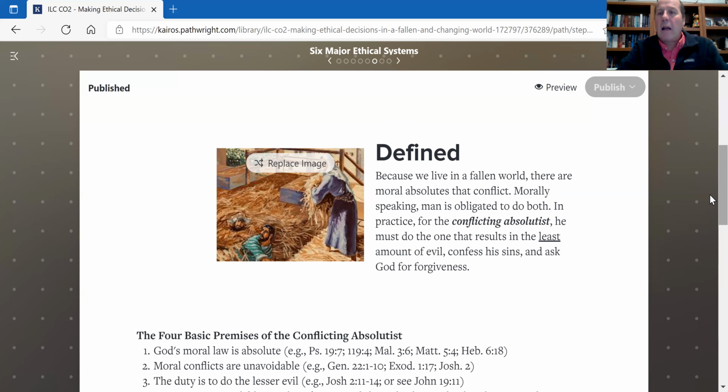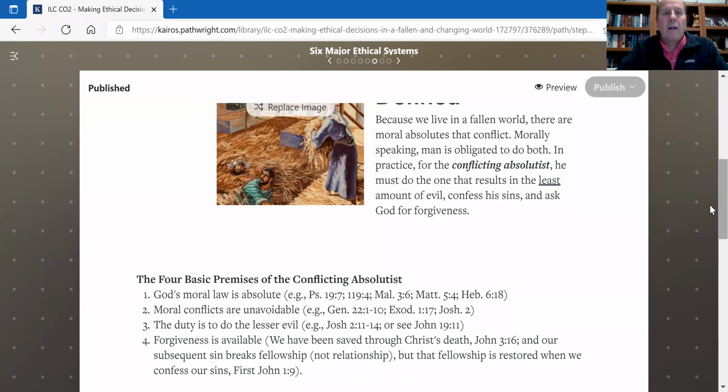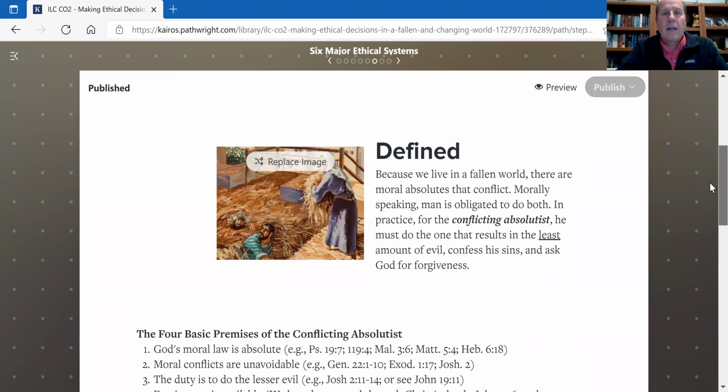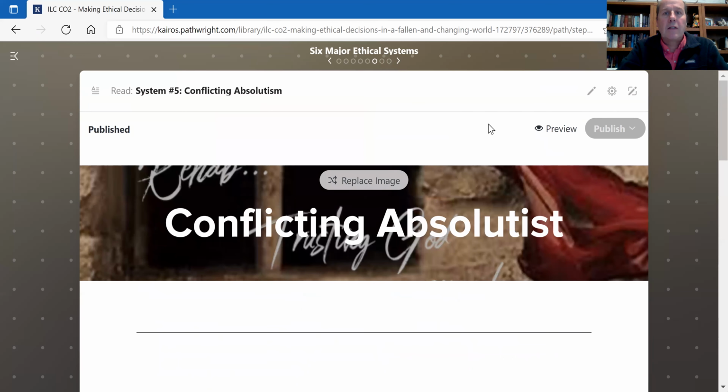All right. And again, for this one, there are four basic premises: one, that God has a moral law and it's absolute; two, that the conflicts between those moral laws are unavoidable; three, that I need to choose the lesser evil; and four, that God will forgive me. And so that is how the conflicting absolutist approaches things.